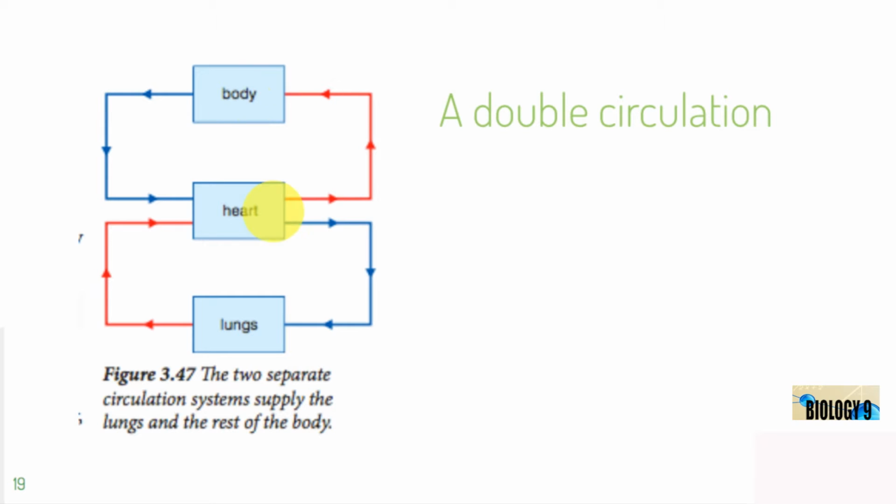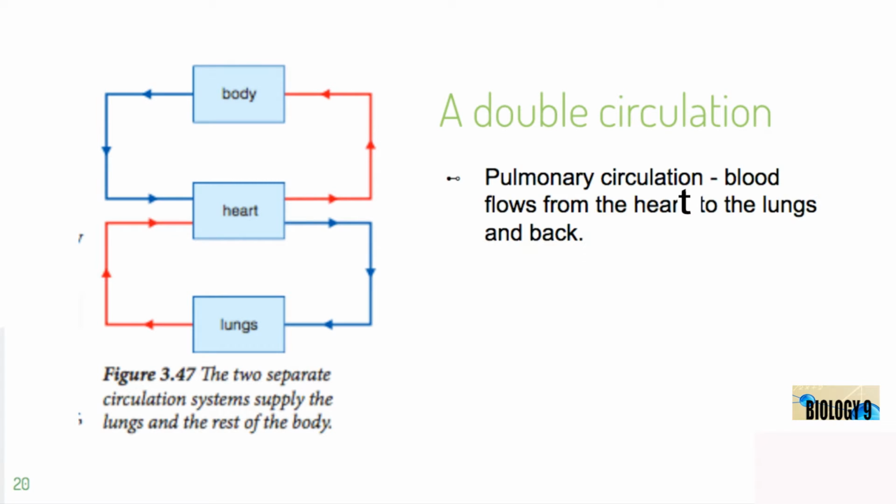It's pumping some all the way around the body and then it comes back, and then also one to the lungs and back. This is 2 separate circulation systems. It's known as a double circulation system. Really important that you guys get that. Pulmonary circulation, anything pulmonary is referring to the lungs. So this is blood flowing from the heart to the lungs and back.